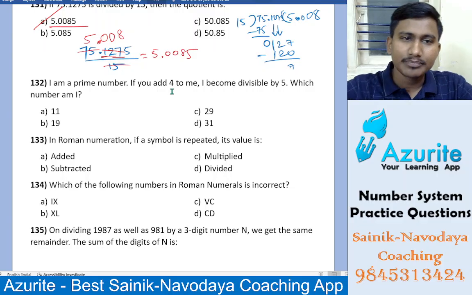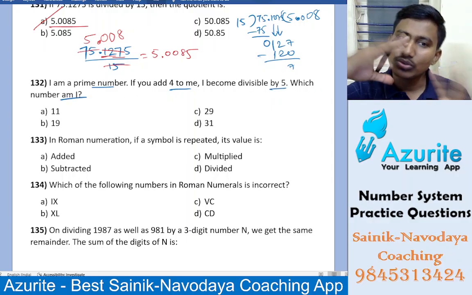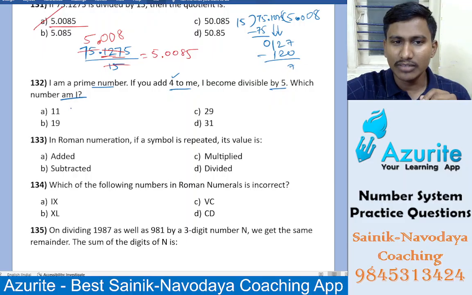Now next, question 132. I am a prime number, if you add 4 to me I become divisible by 5. Which number am I? So here go with the options. It should be a prime number. Yes, this is a prime number, right? Then 19 is also a prime number, 29 is also a prime number, 31 is also a prime number, all are prime numbers. So let's add now. If you add 4 to me, 11 plus 4 is 15, so it is divisible by 5. Yes, divisible by 5. Yes, so that is the answer.